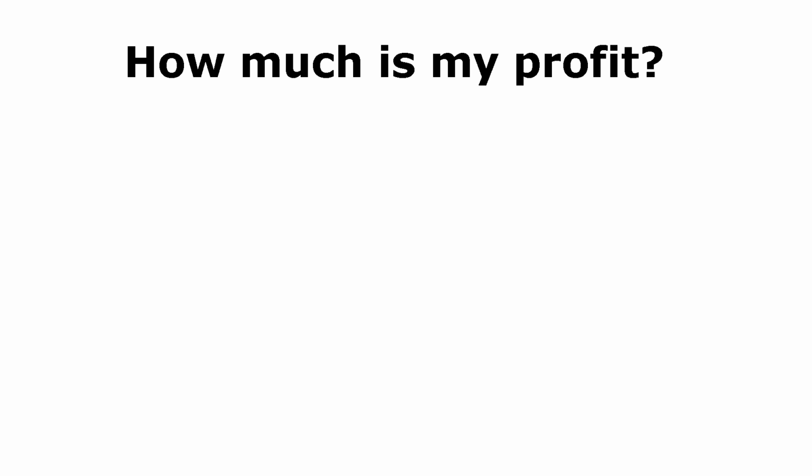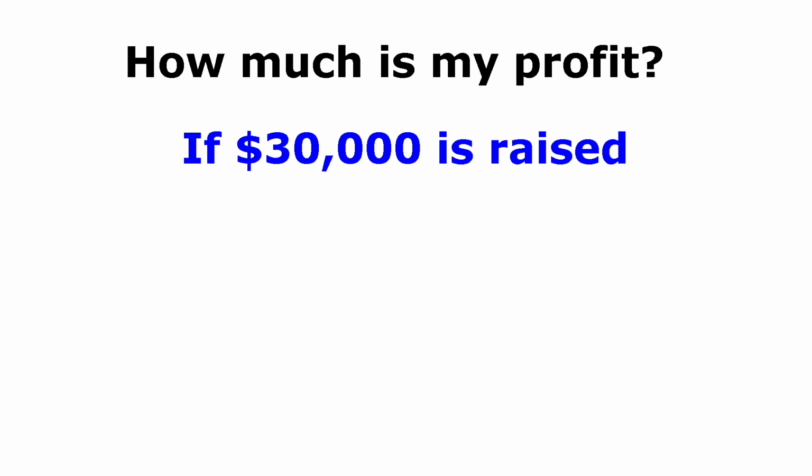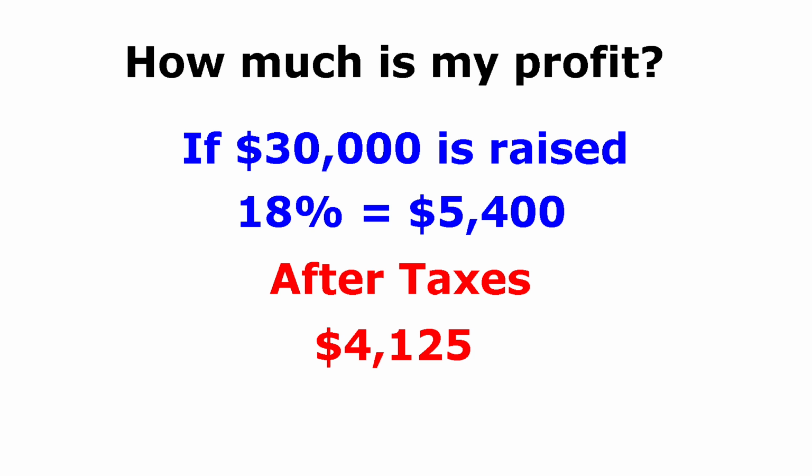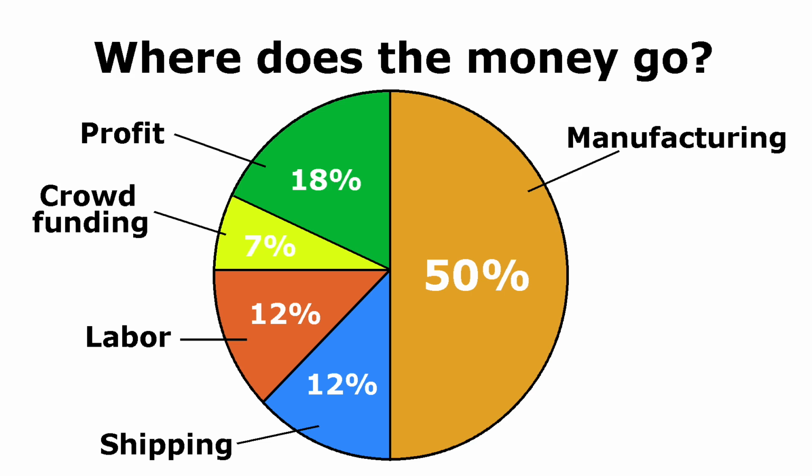So, what is my profit? Well, let's assume the minimum sales number is reached, which is $30,000. 18% of that is $5,400. However, I still have to pay income tax on that, so I'll get more like $4,125, or less if something goes wrong. On the bright side, the more units I sell, the more money I could make.